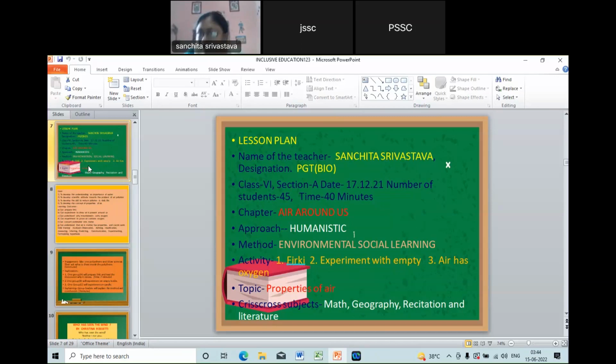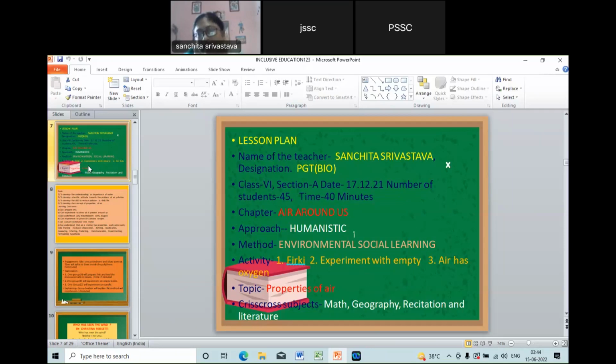So it is a special type of lesson plan that we should do when we are taking inclusive classrooms. Okay, the time allotted for a particular class is 40 minutes. Now here you see the chapter that is taken is Air Around Us. Again, the approach is humanistic, since it's an open classroom, so obviously the approach is humanistic.